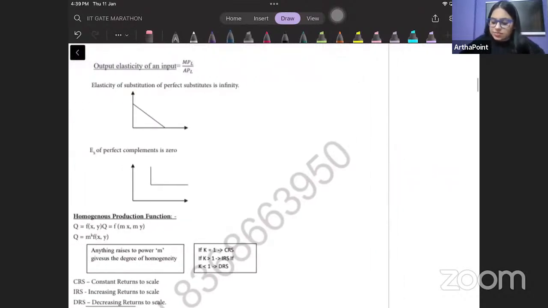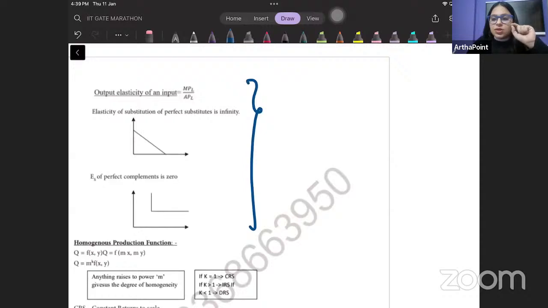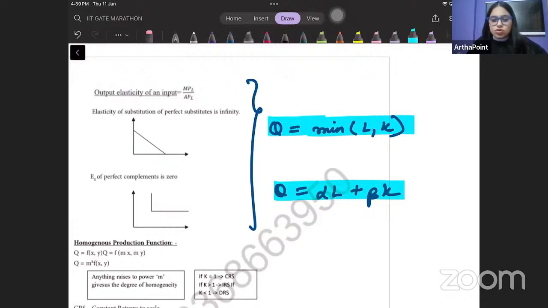Just like the elasticity, just like the indifference curves, isoquant can also have this function. मतलब ऐसा कुछ हो सकता है that Q is equal to min of L, K. Q is equal to alpha L plus beta K. So you can have labor and capital complementary. You can have labor and capital as substitute also.